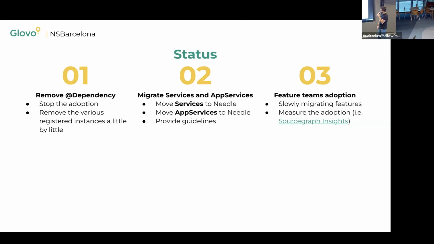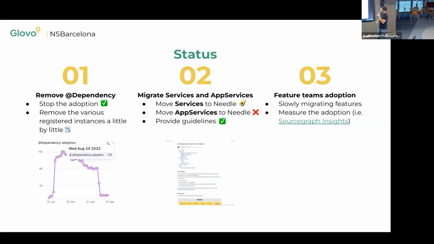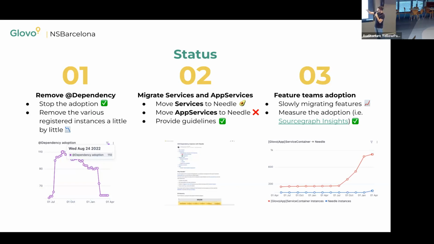But what's the status of the plan right now? Right now, we stopped the adoption, of course. We removed not all of them, but the majority of the registered instances. As you see, we were using 100 and something occurrences. We got closer to 0. We migrated a little bit more than half of the services quite easily. We still need to migrate the app services to Needle. But we provided guidelines, extensive guidelines, hopefully. And we started migrating a few features with what we have already. And we are ready to measure the adoption with Sourcegraph, as I said. So we can see actually what we were using by injecting the service container directly from the constructor to Needle, which is starting to be adopted.